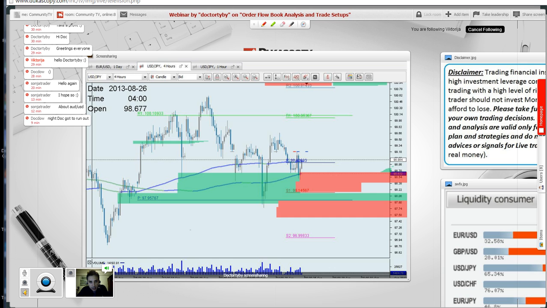I showed you at the beginning of the week yesterday that price will probably make a consolidation with a lot of volatility. It happens already.